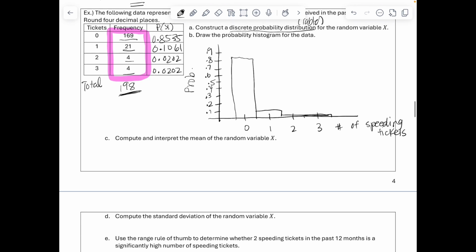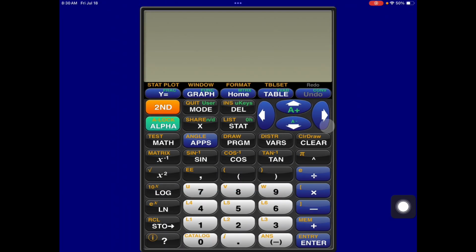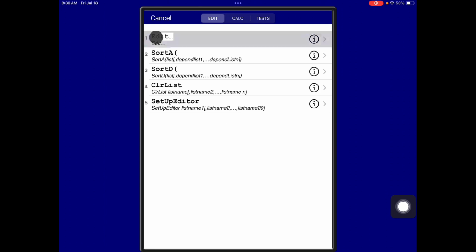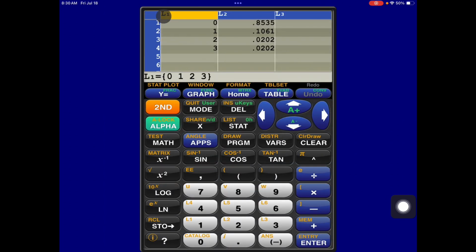And then the next part is asking for us to compute and interpret, again, which means talk about the mean of the random variable x. And if you look on the next page, it is also asking for the standard deviation. So in order to do this, we're going to have to put in our random variable into L1. And don't forget, you need to do the probabilities into L2. On your graphing calculator, you need to go to Stat, Edit, and enter in your values for your random variable into L1 and the corresponding probabilities that we just calculated into L2. Again, double check that your numbers are all entered in correctly.